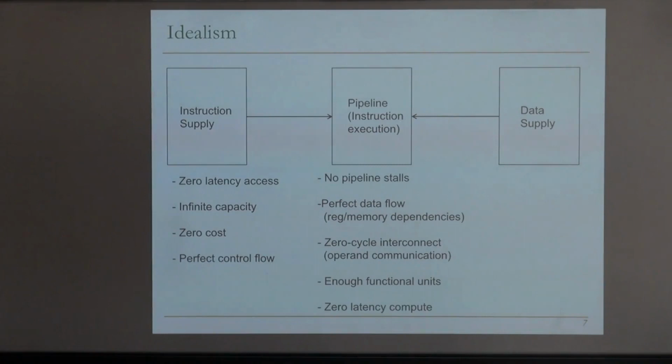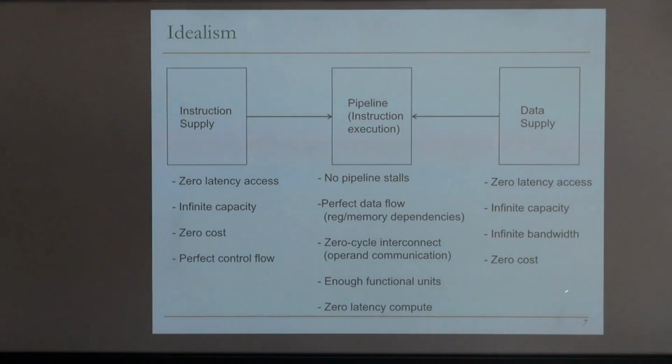Data supply, on the other hand, you want zero latency access, infinite capacity, infinite bandwidth, and zero cost. We're going to talk a lot more about the data supply, although data and instructions are really the same. They come from the same memory, except instructions have some other requirements because they really control the pipeline, like control flow is a requirement, whereas for data supply, you may have different requirements, like an access pattern. You want to get the access pattern very fast.